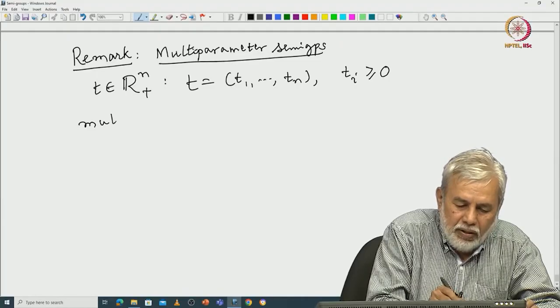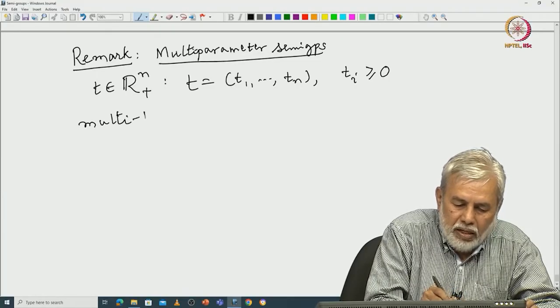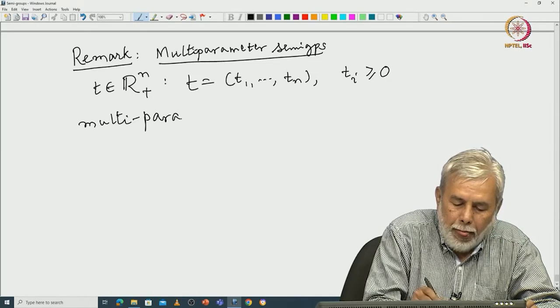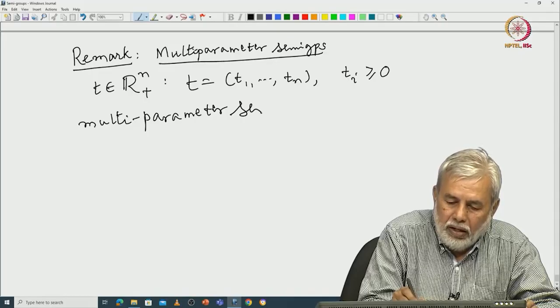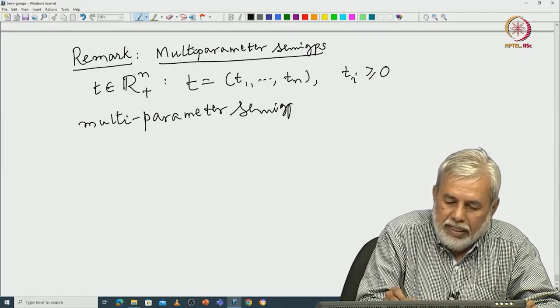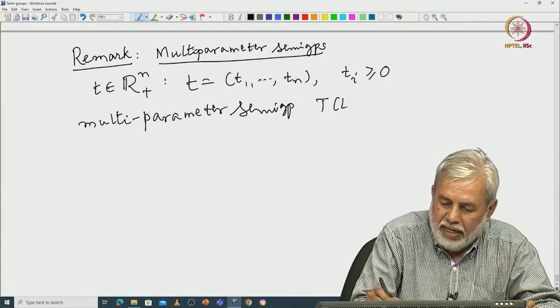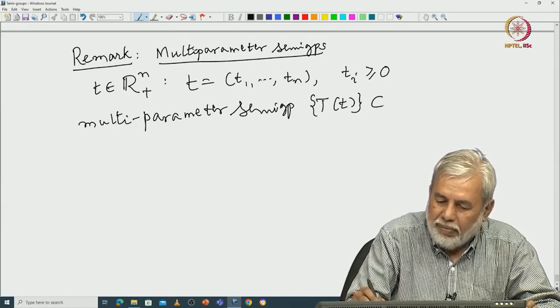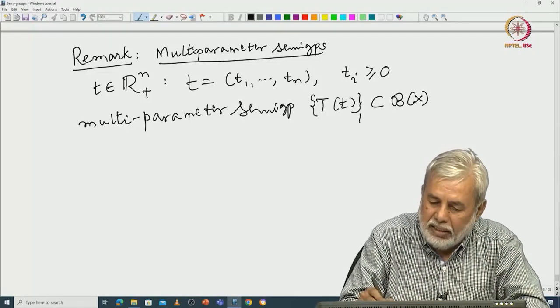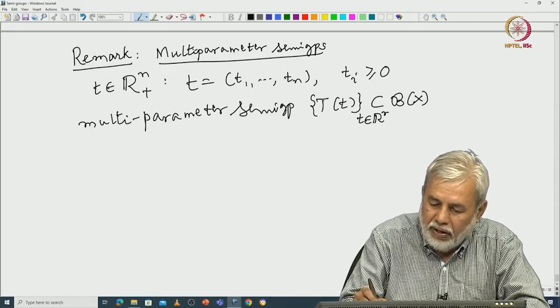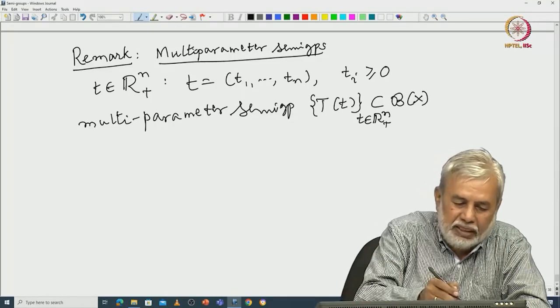So now a multi-parameter semigroup T(t). Same definition, same condition. Again, this is a family of bounded linear operators defined on a Banach space. Now t is in R^n plus. Okay, so that's the only difference.